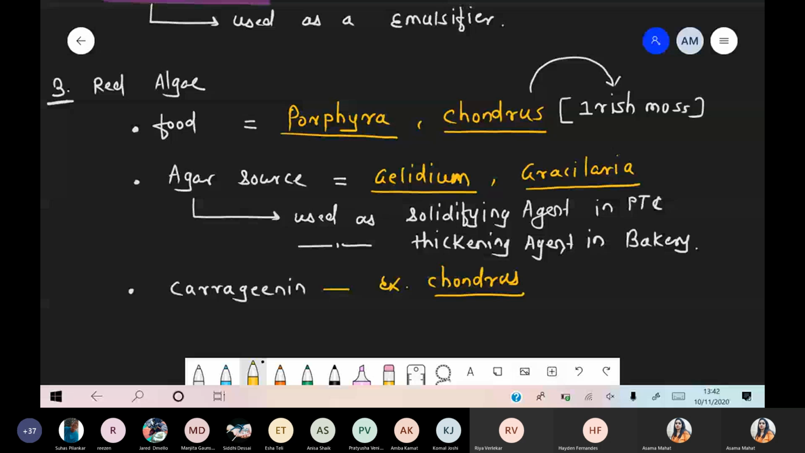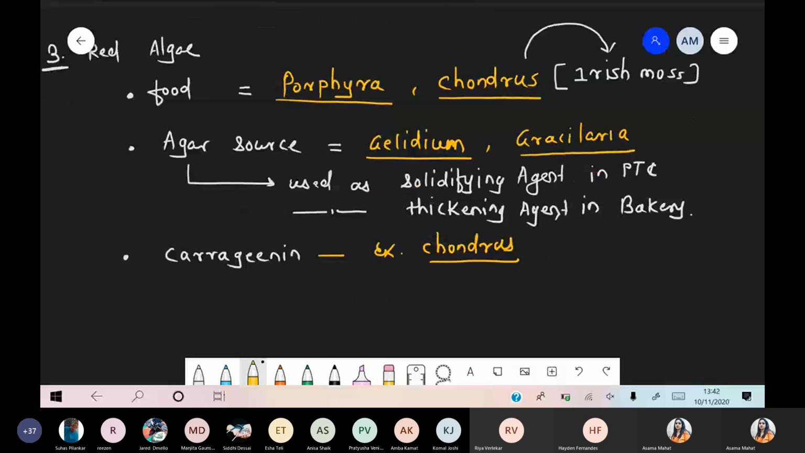PTC, that is plant tissue culture. Now, sound is clear. Sound is clear. Quickly tell me. Sound is clear. Okay. PTC, that is plant tissue culture.